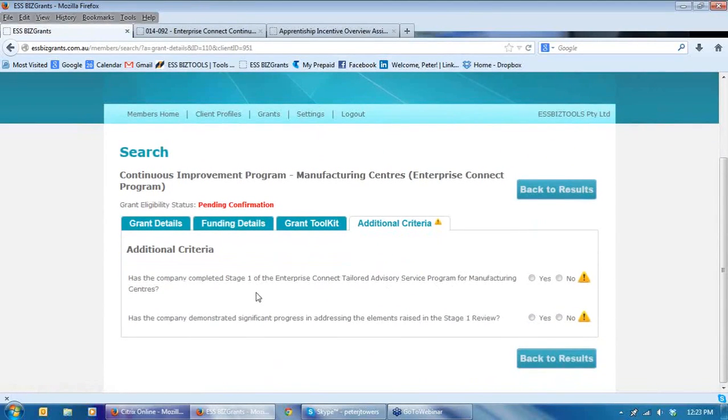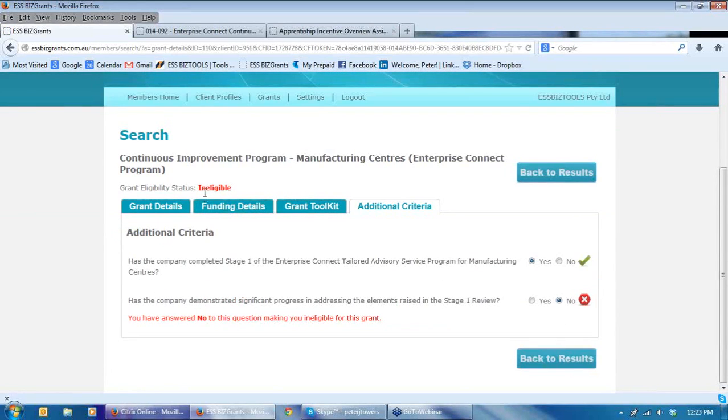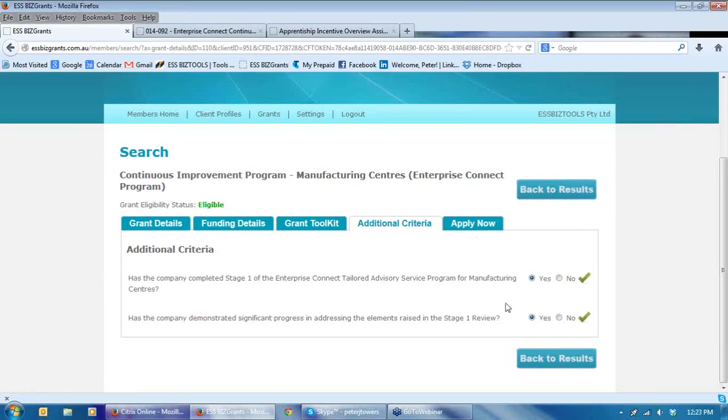So has the company completed stage 1? We're saying they have completed stage 1, so we answer yes. Has the company demonstrated progress in addressing the elements raised in stage 1? Now if I answered no to that, the system will immediately tell us we would be ineligible because we needed to have said that we have demonstrated significant progress. But we then realise we've made a mistake, so we go back and hit yes. The system has now changed the answer and said you're probably going to be eligible.